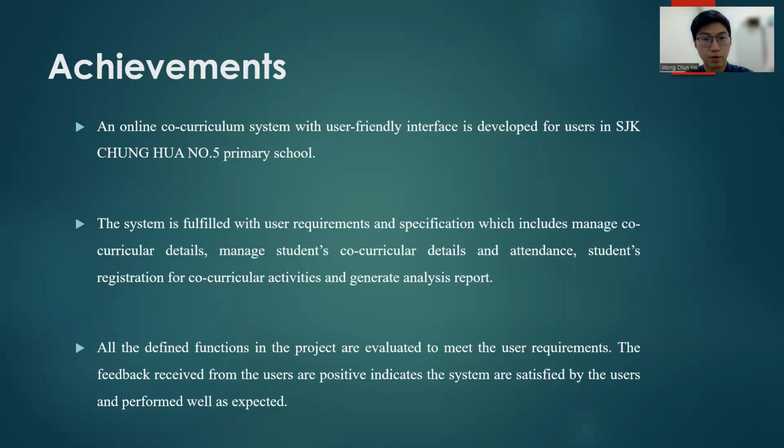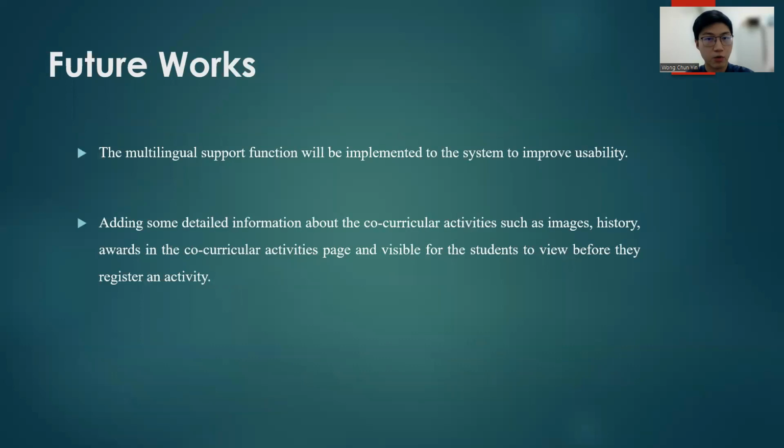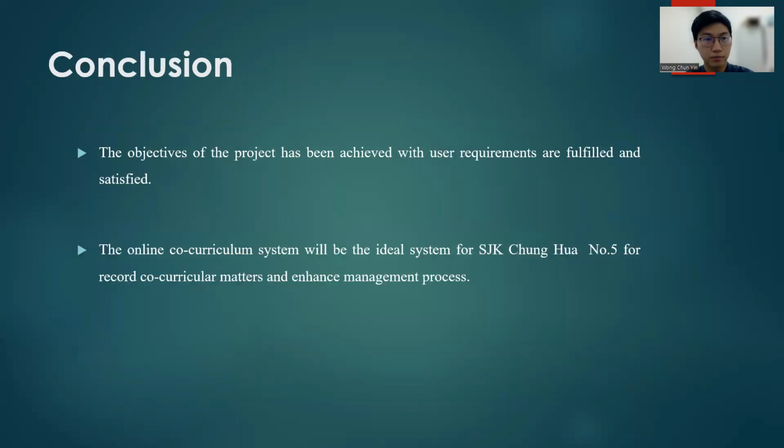All the defined functions in the project were evaluated to meet the user requirements, and the feedback received from the users is positive, indicating that the system satisfies the users and performs well as expected. For future work, we will implement multilingual support to improve usability, and also add detailed information about the co-curricular activities, such as images, history, and awards, in the co-curricular activity page, which is visible for the students to view before they register for an activity.